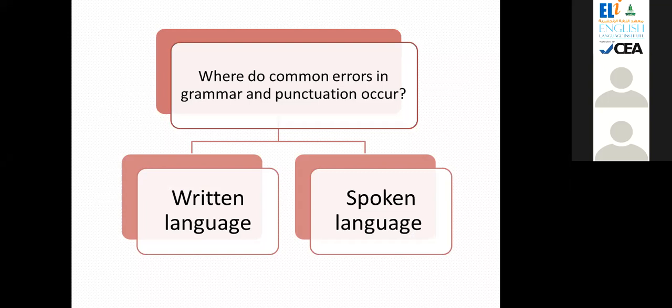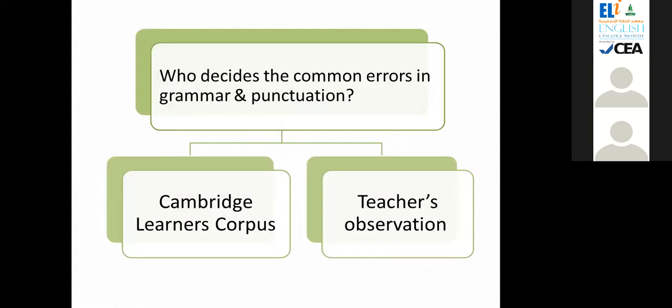So here we can see them in written language and spoken language, as you see. However, today we are going to focus on the written language because we are serving the Academic Writing Center. And we are going to limit our sources to the teacher's own observation and the Cambridge Learner Corpus. Okay, so these are the main sources of the common grammar and punctuation errors in this presentation.